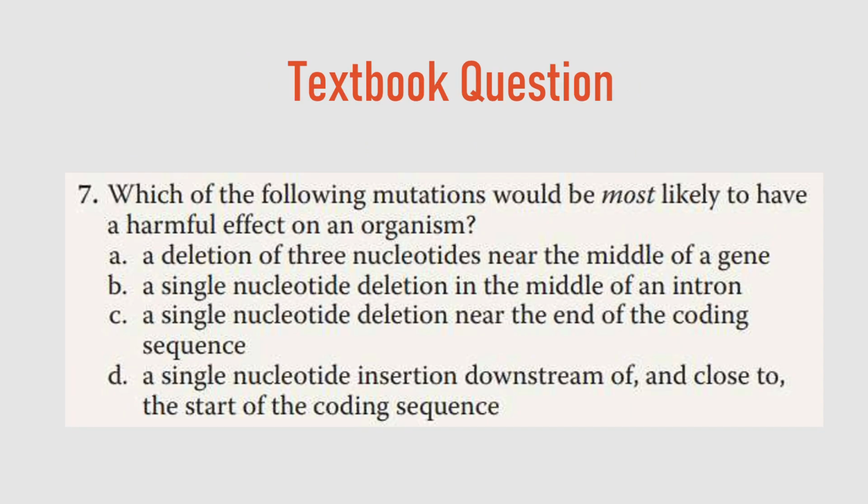So here's a textbook question regarding gene mutations. The question asks which of the following mutations will be most likely to have a harmful effect on an organism. Based on what we learned on frameshift mutations, the deletion or insertion of nucleotides that are closest to the start of the coding sequence would have the greatest impact on the entire sequence, since nucleotides after the change would be shifted and alternately paired to drastically different amino acids due to the different triple nucleotide pairs found. Therefore, the answer is D.